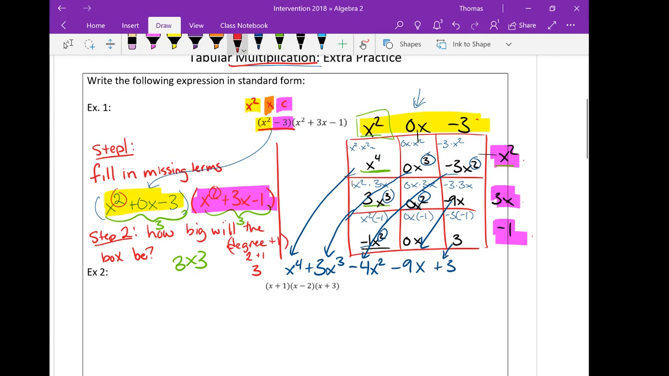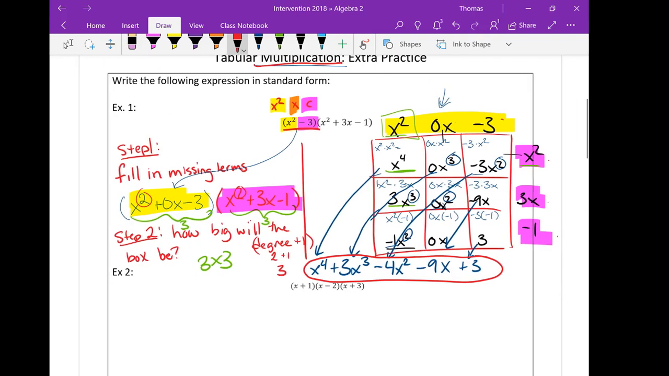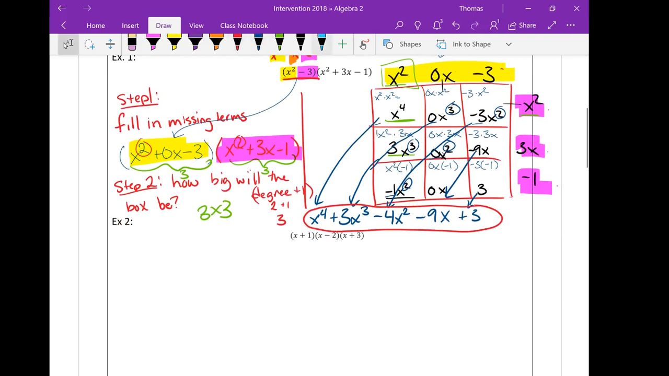So in the end, the result, the product of multiplying our original polynomials, the yellow and the pink, is what we get after we combined all our like terms by totaling the diagonals. So that would be our solution down here. X to the 4th plus 3x cubed minus 4x squared minus 9x plus 3.